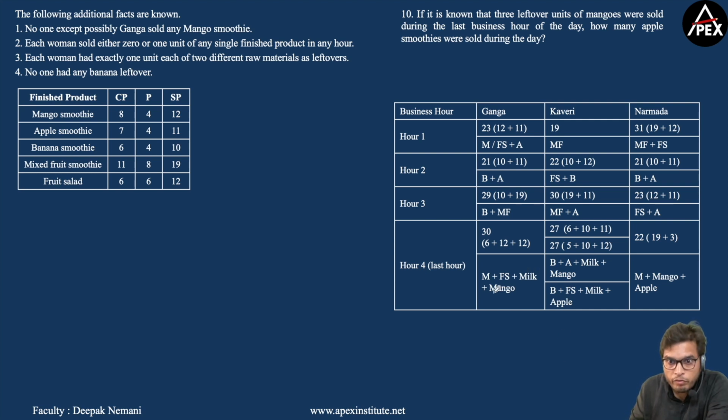Now you have 1 unit of mangoes being sold here, here and here. So you need not consider this case. That's the reason we are given additional information in question 10. Right? Now we need to find the number of apple smoothies that were sold during the day.